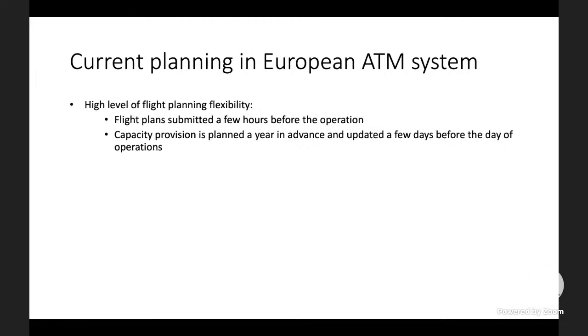Usually the airspace sectors into which the airspace of the countries, or of Europe, is divided are three-dimensional volumes of space with horizontal lateral boundaries and vertical flight level boundaries. They are established quite in advance, in the strategic phase, about a year in advance, and are generally updated only a few days before the operation of the flight.